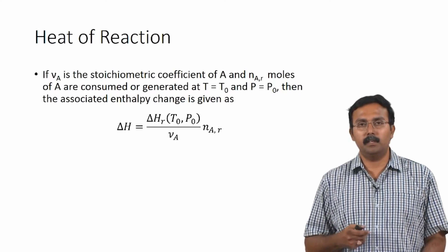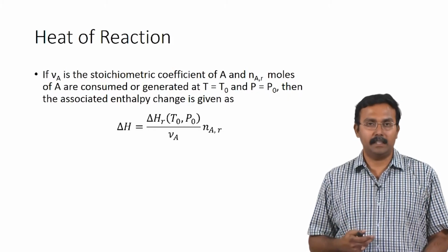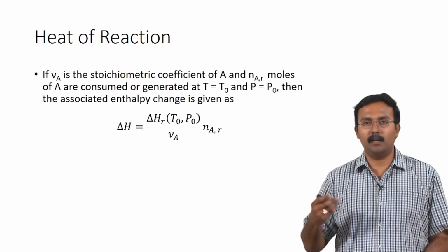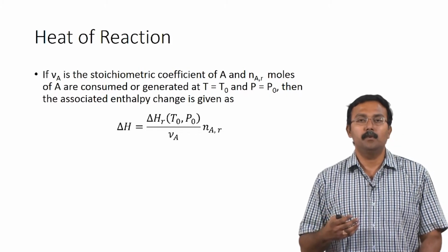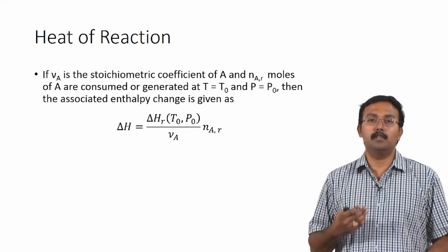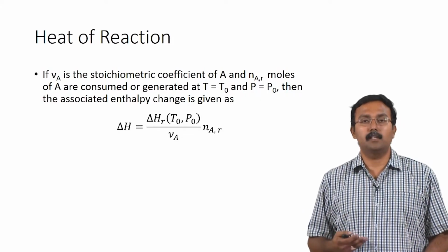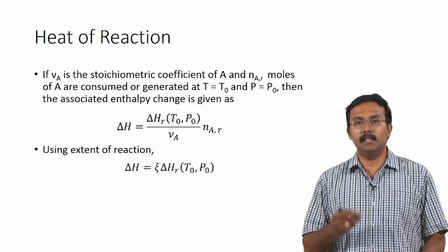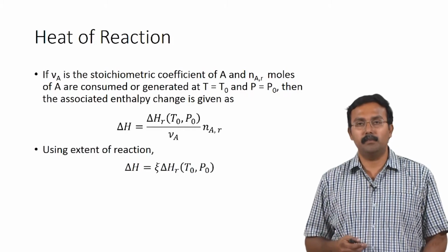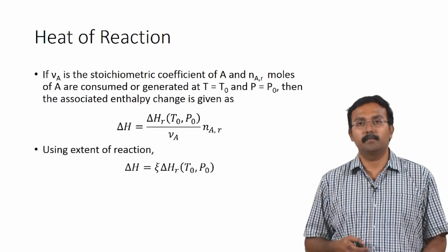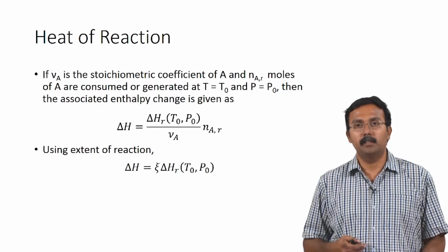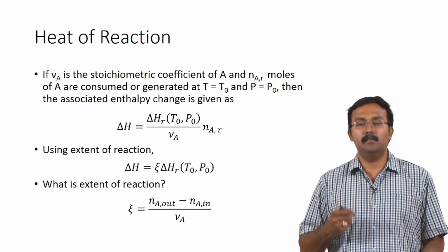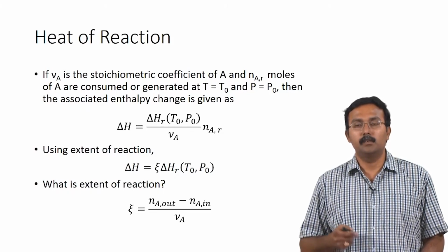So, if you remember a term named extent of reaction, we can use that here. We discussed extent of reaction long time back when we talked about reactions during material balance. What is extent of reaction? Using this, the change in enthalpy would be extent of reaction times heat of reaction. So, what is extent of reaction? Do you remember the definition for it? So, extent of reaction is Na out minus Na in divided by the stoichiometric coefficient.